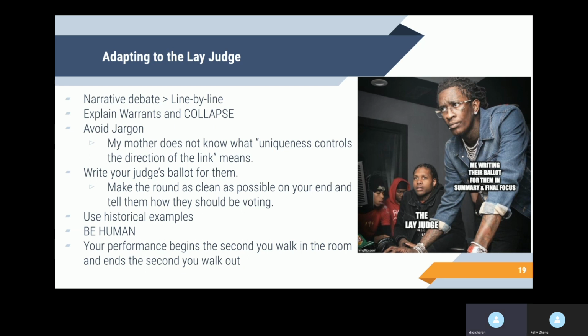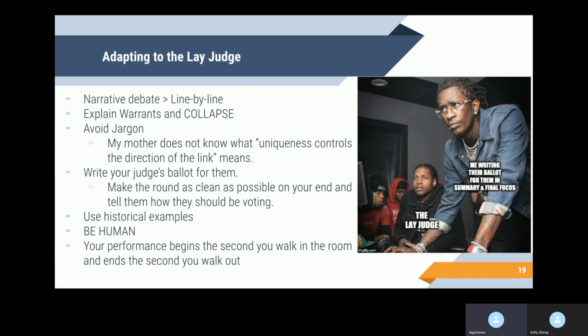Again, like what Kelly was saying earlier, you should be using ballot directed language. What that means is you should be making the round as clean as possible on your end, and in your final focus, you should essentially be writing your judge's RFD for them. They tend to like historical examples a lot more, so they can reference something when they're hearing your argument. So I would probably have 1 or 2 historical examples if you're reading an argument where that applies.